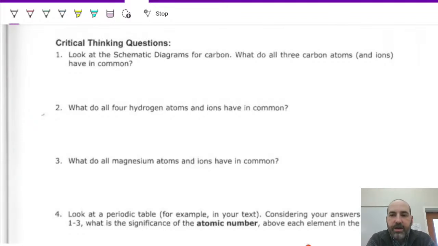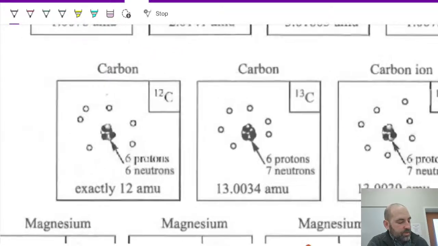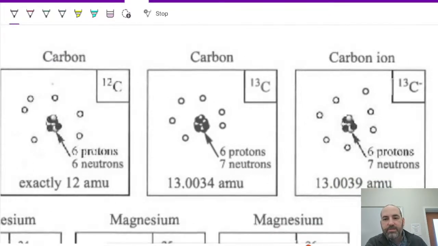Look at the schematic diagrams for carbon. What do all three carbon atoms and ions have in common? So notice that's not a general question about some chemistry knowledge. That's just saying, go look at this picture, these three carbon things, and what are some things that they have in common? So, you know, we can think of a few, I think. If you were here, I would ask you in person, but you can ask yourself.